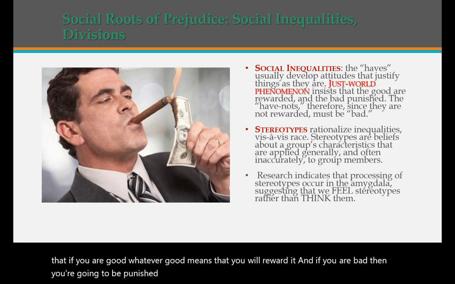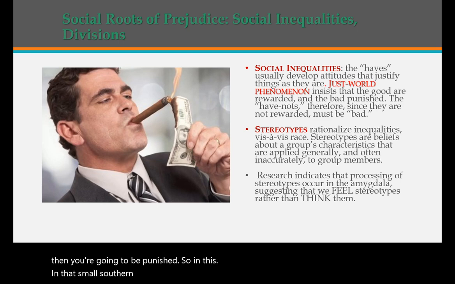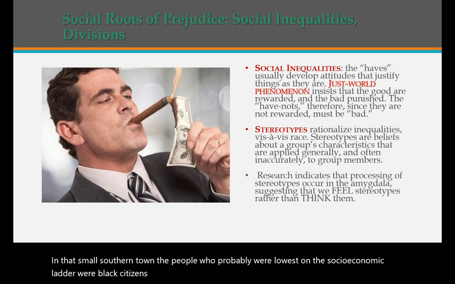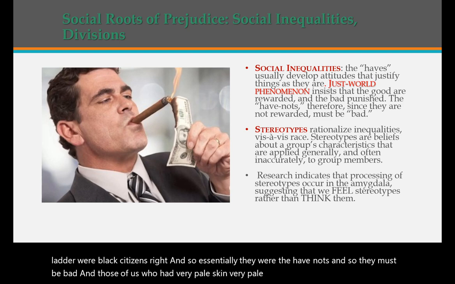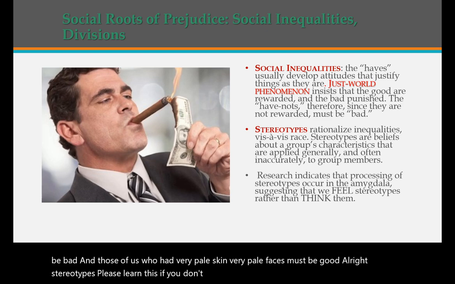So in that small southern town, the people who probably were lowest on the socioeconomic ladder were black citizens, right? And so essentially they were the have-nots. And so they must be bad, and those of us who had very pale skin, very pale faces, must be good.